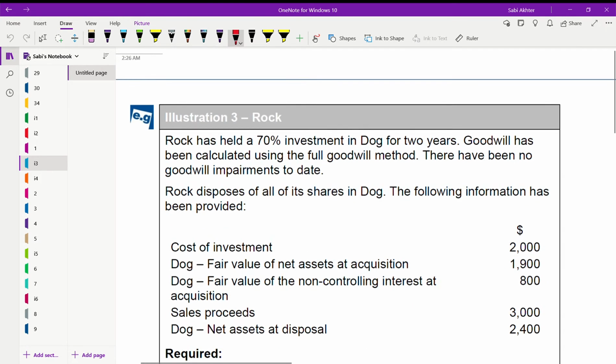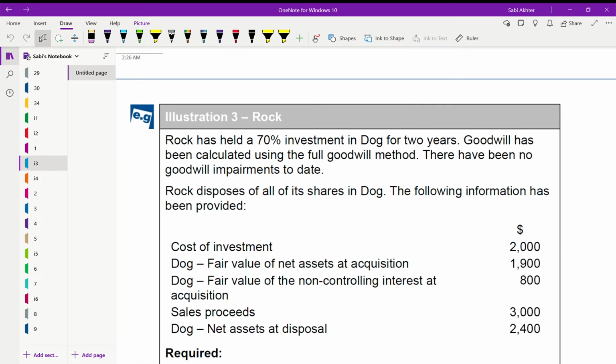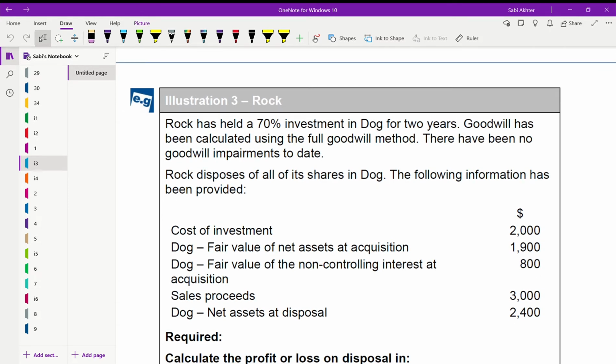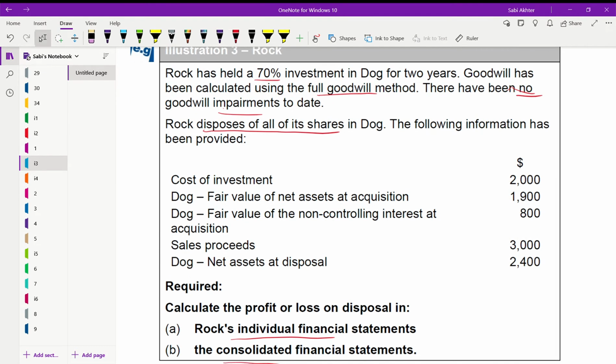Okay, so calculate the profit or loss on disposal in both of these. This is not a full consolidation process. They just want the disposal part, the profit and loss. Rock has held a 70% investment in Dog for 2 years. Goodwill has been calculated using the full goodwill method and there has been no goodwill impairment. Rock disposes of all his shares in Dog. You see, disposes of all his shares. This is a 100% disposal. That means from 70% he is becoming 0. So these are the information: cost of the investment, fair value of net assets, fair value of NCI, sale proceeds, net assets at disposal.